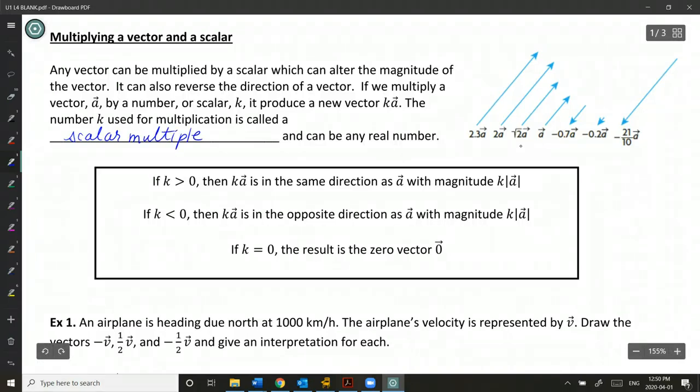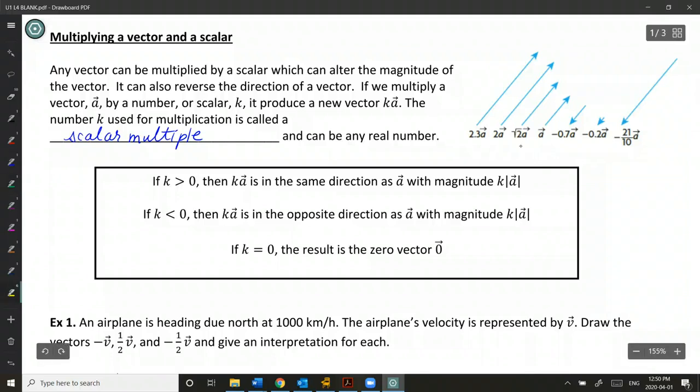Okay, and k can be any real number, so literally anything that you can think of from negative infinity to positive infinity: decimals, 0, 1, fractions, whole numbers, negative numbers, roots, all of that kind of stuff can be used as a scalar multiple. So you'll see a bunch of examples over here of different scalar multiples and how they can impact your vector A here.